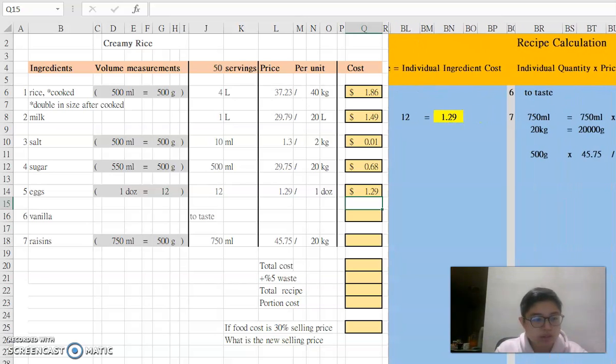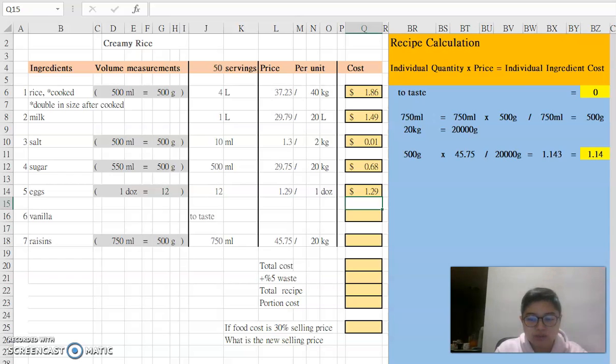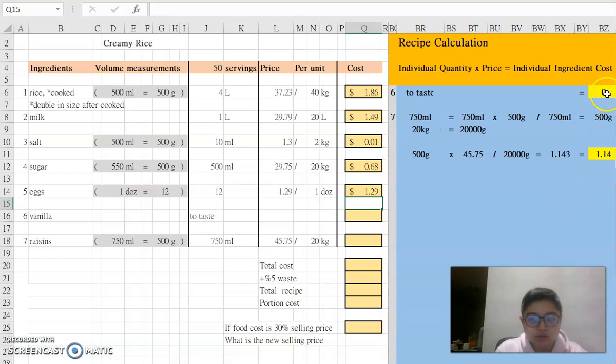And then the next one, vanilla is for taste. So this is 0 for the cost. This is 0. And then for this number 7, raisins, volume measure is 750 milliliters, equal to 500 grams. Serving is in milliliters. The price per unit is in kilograms, so I change all of them into grams.